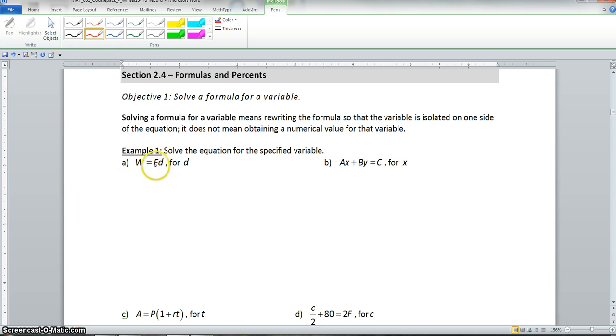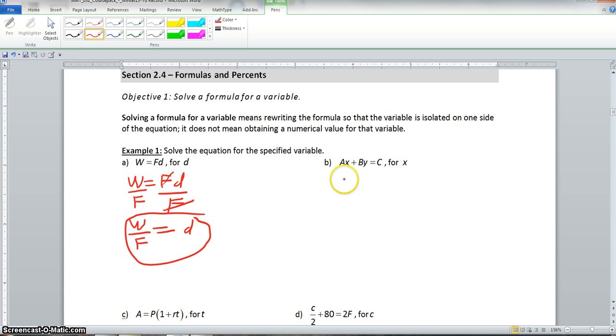So for this problem here, we had W is equal to F times D, solving for D. That means that we want to get D by itself. So we would have W is equal to FD. So now, to get D by itself, we need to get rid of this F. To get rid of F, we divide each side by F because that F is connected to D by multiplication. So our final answer here will be W divided by F is equal to D. Because remember, these F's will simplify out.